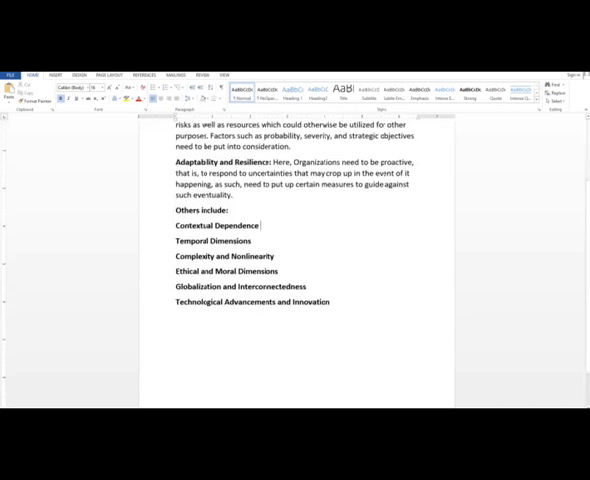The technological advancement and innovation present both opportunities and risks, as new technologies can introduce novel risks while offering potential solutions to existing challenges. Risks associated with emerging technologies such as artificial intelligence, blockchain, and biotechnology include cyber security threats, privacy concerns, and unintended consequences.